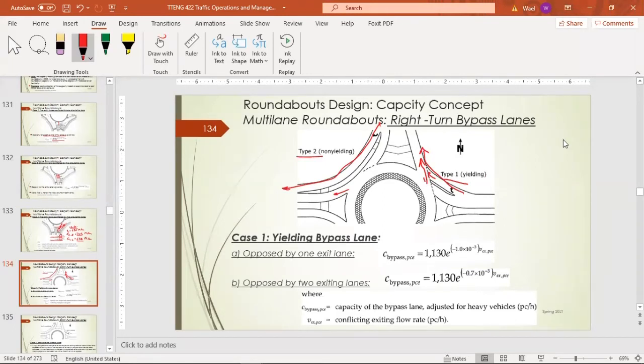Okay, so in this case, if the bypass lane is opposed by one exit lane, then that is going to be the capacity for this lane. If it's opposed by two lanes, then this is the capacity of the bypass lane adjusted for heavy vehicles, and VC is the conflicting flow rate. So this is going to be the capacity for this lane. Any questions?